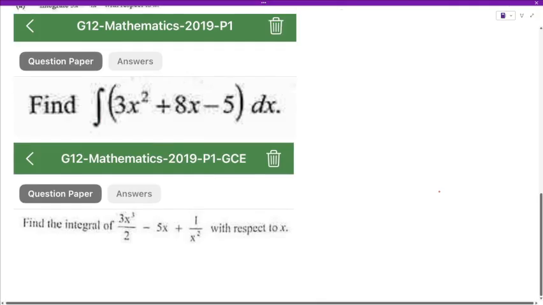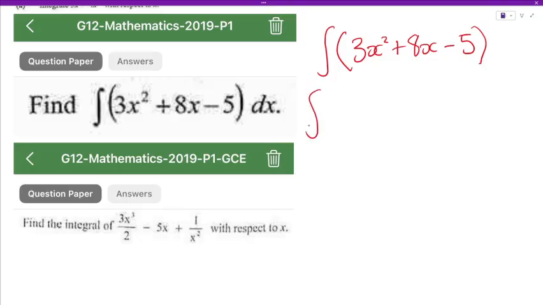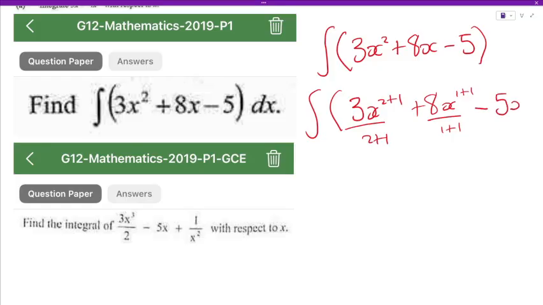So the next question is this one. Find, remember we said whenever you see this symbol, it simply means integration. So I'm going to say 3x squared plus 8x minus 5, like that. Okay, so to integrate we add a 1 to the power of x. So I'm going to say 3x to the power 2 plus 1 over 2 plus 1 plus 8x to the power 1 plus 1 over 1 plus 1. Alright, and then there we said whenever you're integrating a constant, you need to add an x raised to the power of 0. So I'm going to say 0 plus 1.